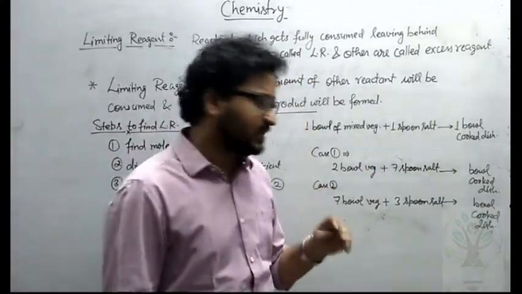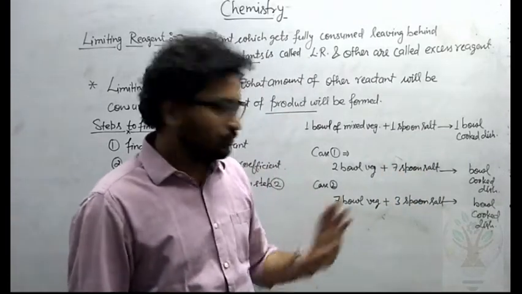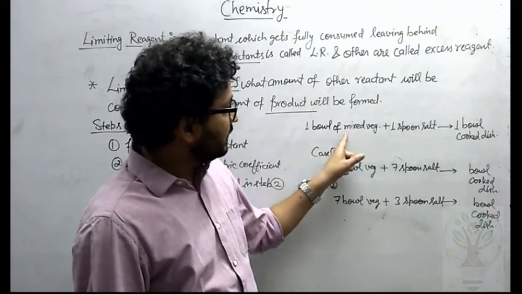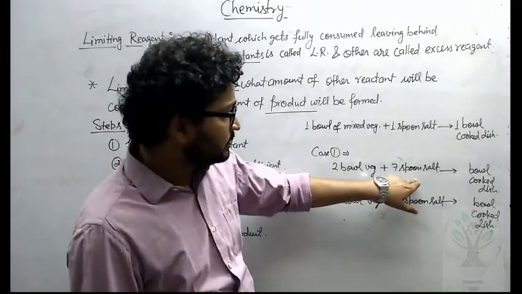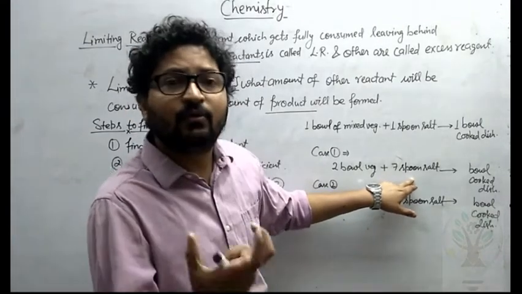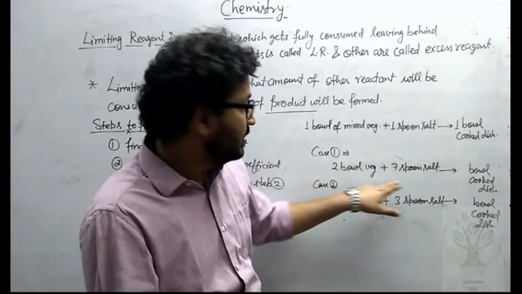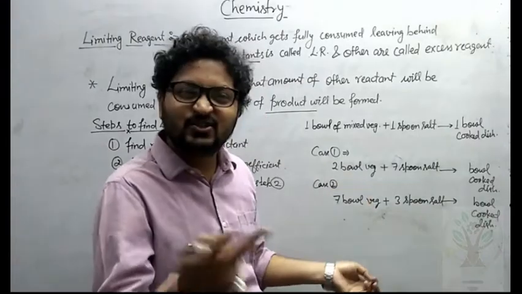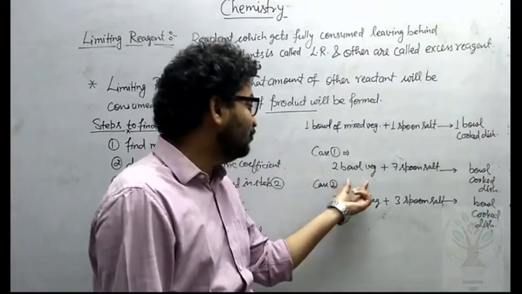Okay, now let's take a scenario when we have 2 bowl of veg and 7 spoon of salt. See, 1 spoon of salt gives you 1 bowl cooked dish. Now you have 7 spoon salt. So how many bowl of cooked dish can you form? You can form 7 bowl cooked dish. But for 7 bowl cooked dish, you need how many bowl of vegetable? You need 7 bowl of vegetable. But how many bowl of vegetable do you have? Just 2. So can you cook 7 bowl here? No, you have just 2 bowl veg.